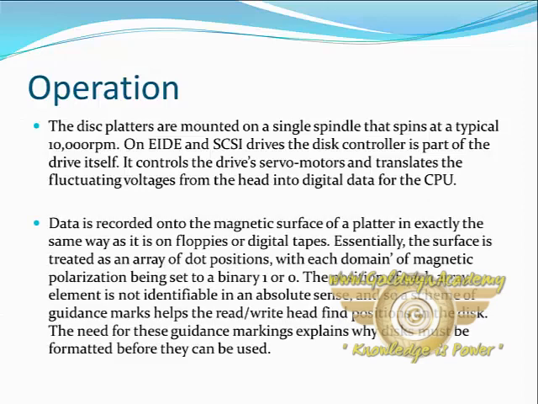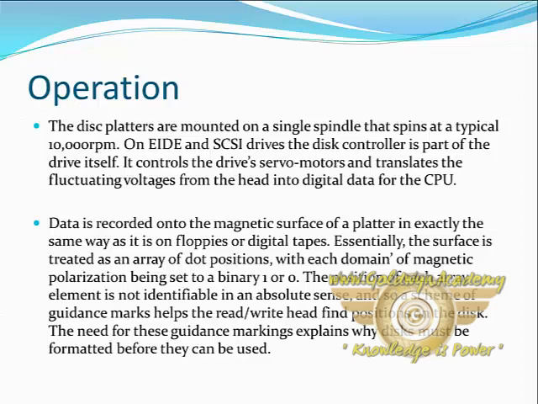Data is recorded onto the magnetic surface of a platter in exactly the same way as it is on floppies or digital tapes. Essentially, the surface is treated as an array of dot positions, with each domain of magnetic polarization being set to a binary 1 or 0. This is how the data is recorded onto the magnetic surface.